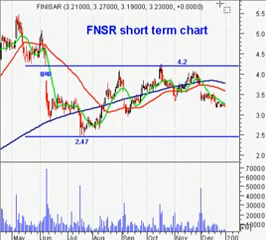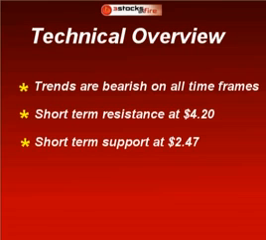On the short term we have important resistance here at 4.2 when it closed this gap, and support I see only at 2.47, so big risk here. Technical overview: trends are bearish on all time frames. Short-term resistance at 4.2, short-term support at 2.47.